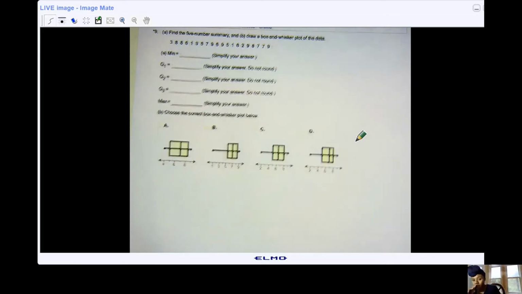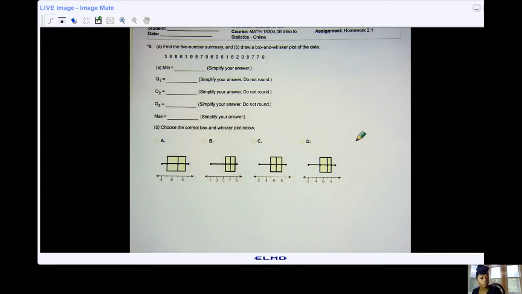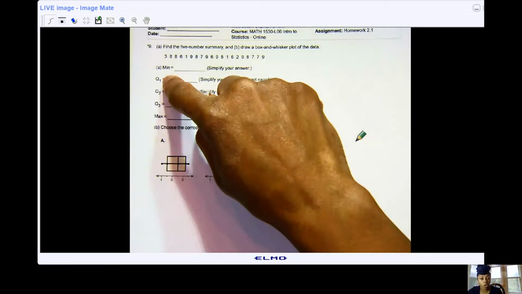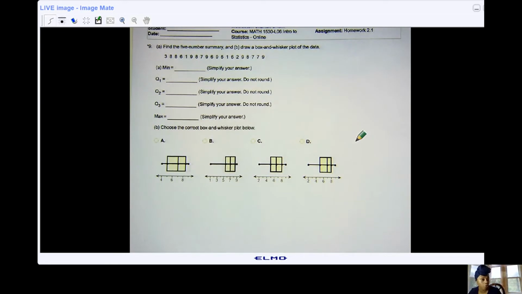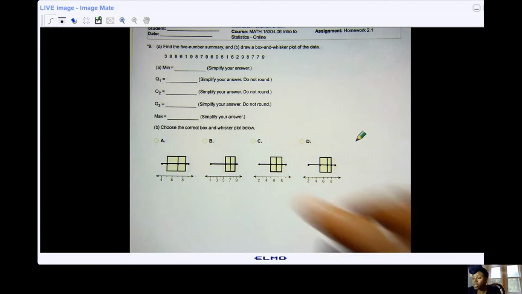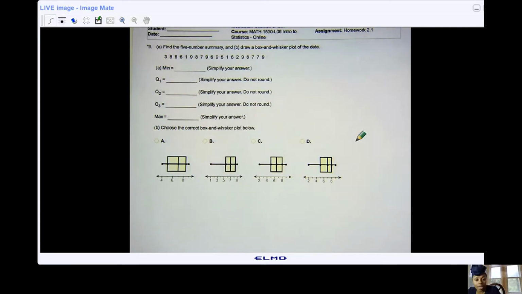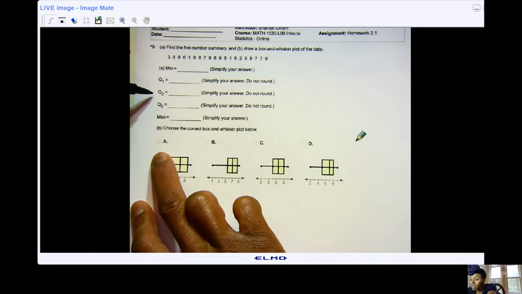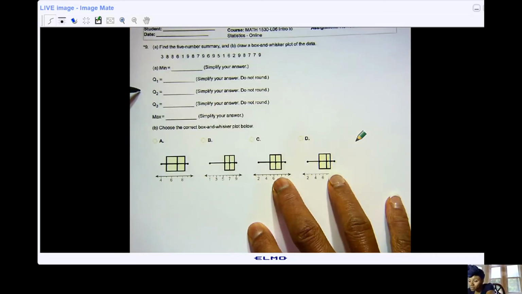So I am going to attempt to do this problem in the hopes that you've already looked at the lecture video and that you have an understanding of what Q1, Q2, and Q3 are, okay? To do this by hand, you would need to order the data values, and you would actually find Q2 first. Q2 is actually the true median of the data set.